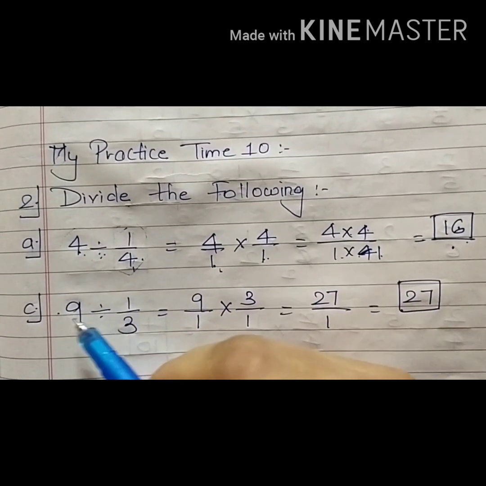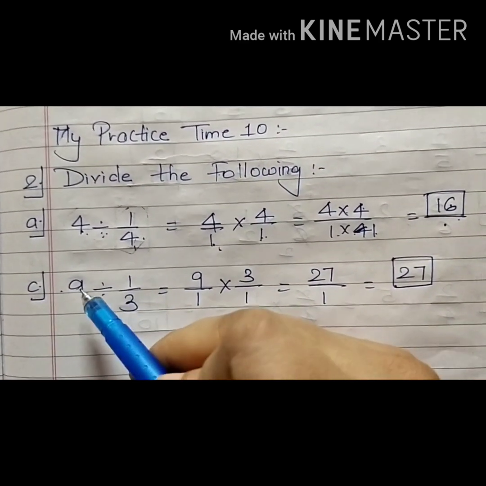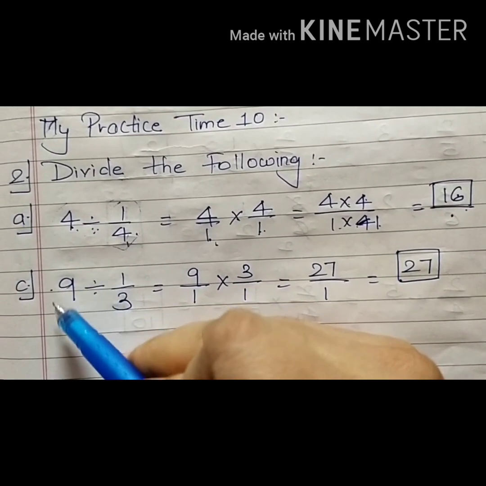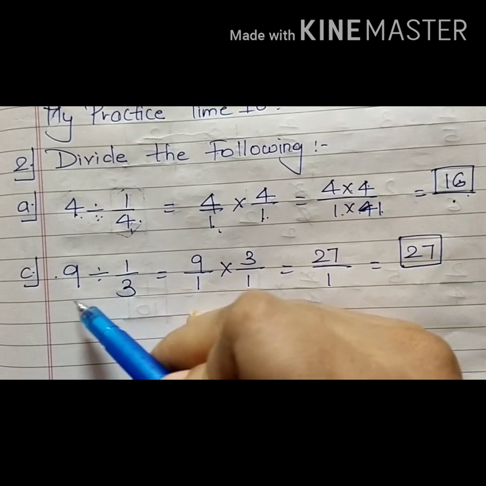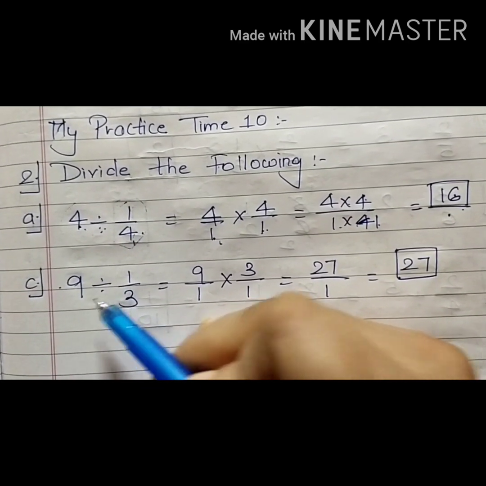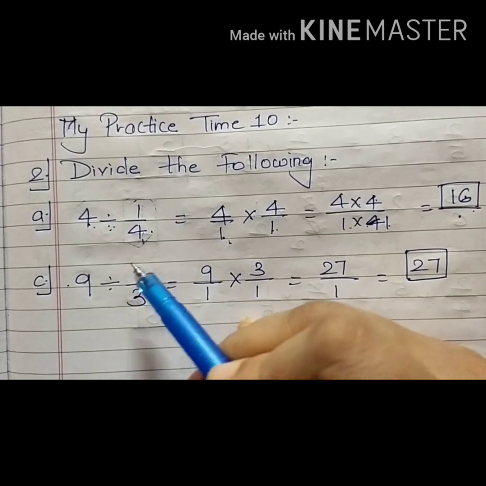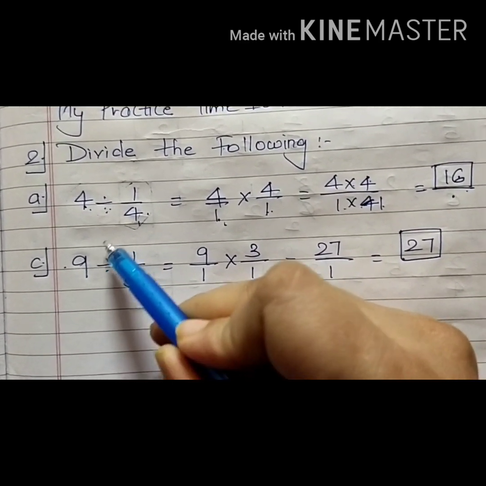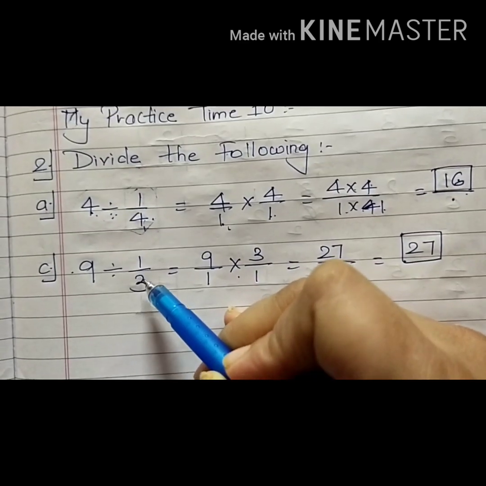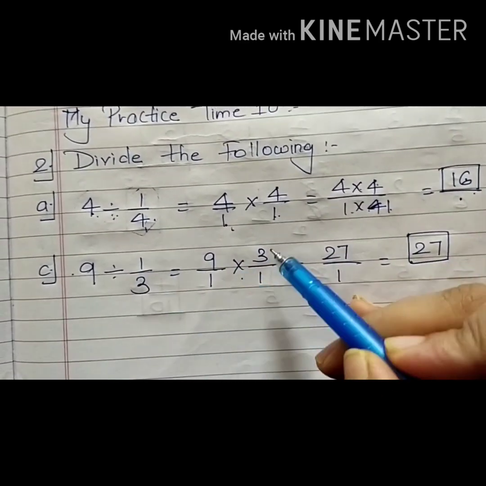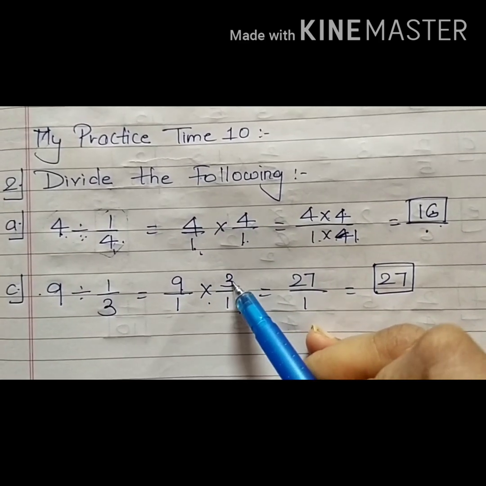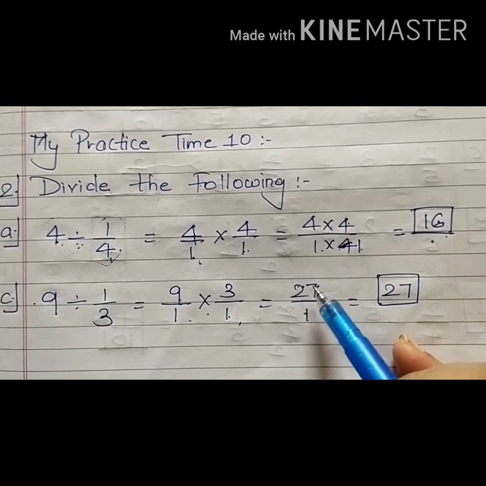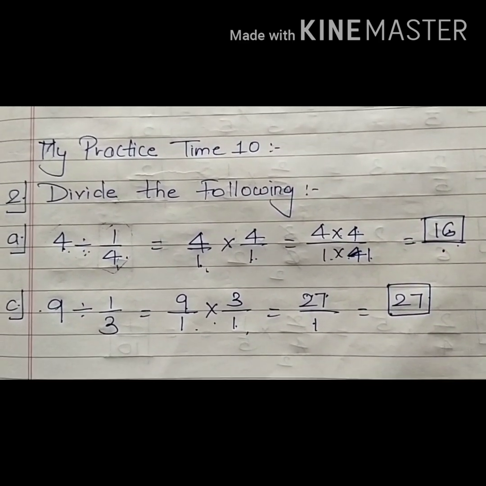Let us see the next one, 9 divided by 1 upon 3. Now 9 is a whole, I consider the denominator as 1. You will never do anything, no reciprocal to be done for the first one. Reciprocal is always meant for the second number. So now 9 upon 1, convert this division sign into multiplication in the second step. Now reciprocal the second one. So 1 upon 3 becomes 3 upon 1. Now 9 multiplied by 3 is 27. 1 multiplied by 1 is 1. I can simply write 27 upon 1 as 27.